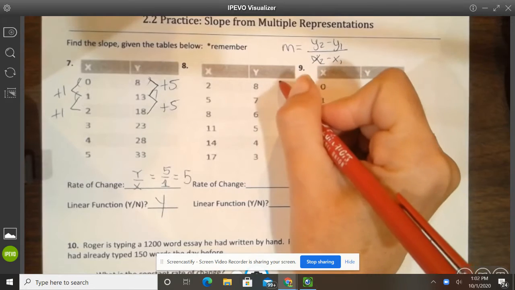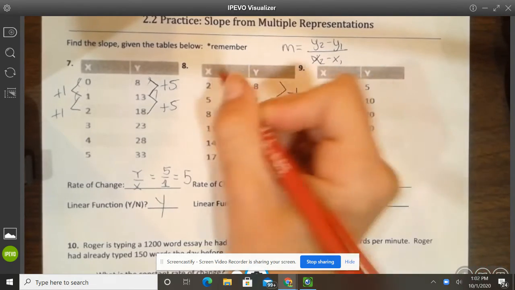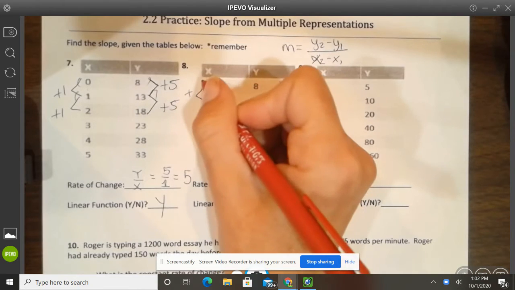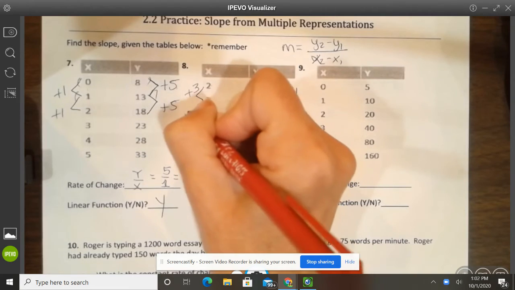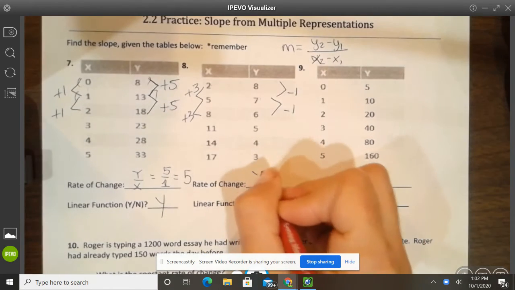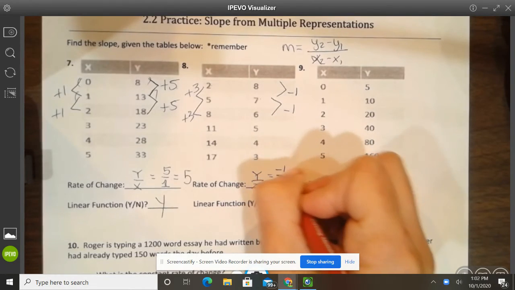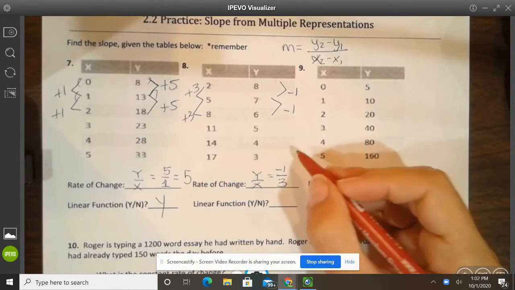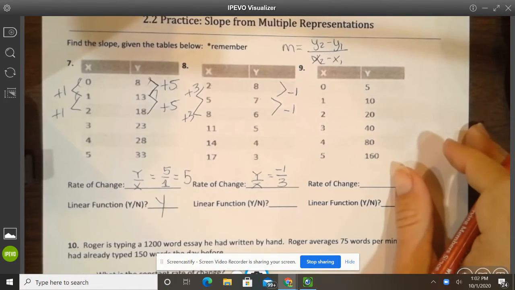So this one, we notice that it's decreasing by 1. And this one, it's increasing by 3. So my rate of change, which is y over x, would be negative 1 over 3. And that's all I can do because that's simplified enough. Once you have a 1 on the numerator, then it's simplified.